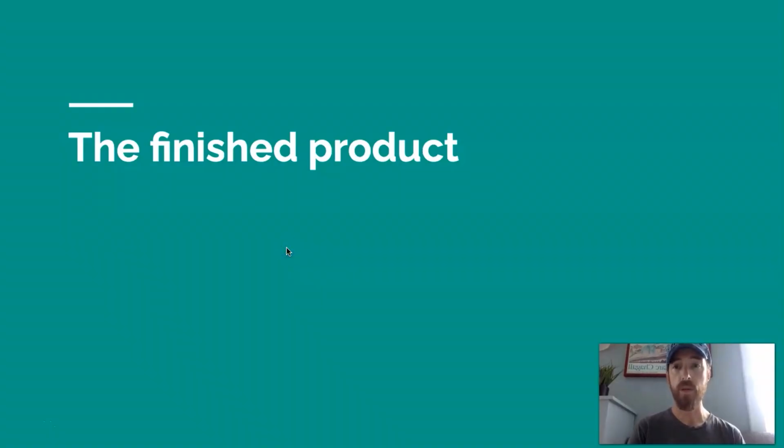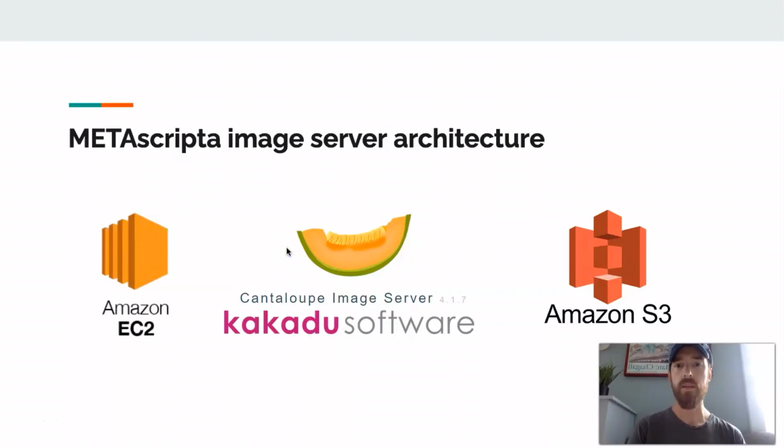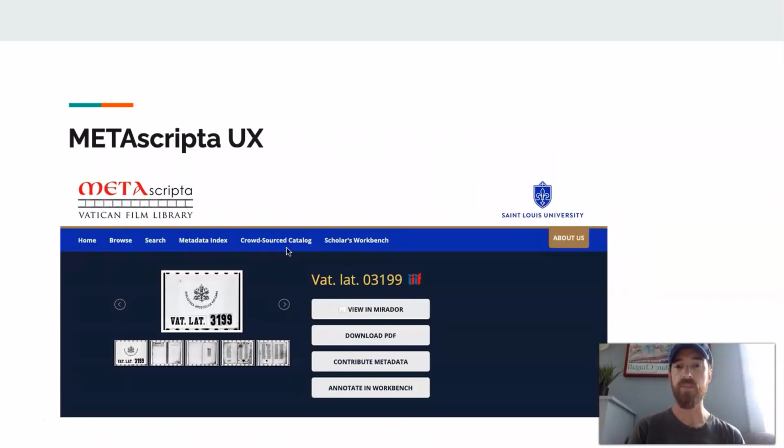I wanted to share with you some learnings from the Metascripta project that I've been working on for the past 2 years relating to converting TIFFs to JPEG 2000. So just to give you a quick overview, our current state of the project is that we are running in the cloud on Amazon using Cantaloupe Image Server and the Kakadu compression codec, and the JPEG 2000 files are stored in an S3 bucket. And what this powers is our discovery layer, where once you load an item, you can view it in Mirador.